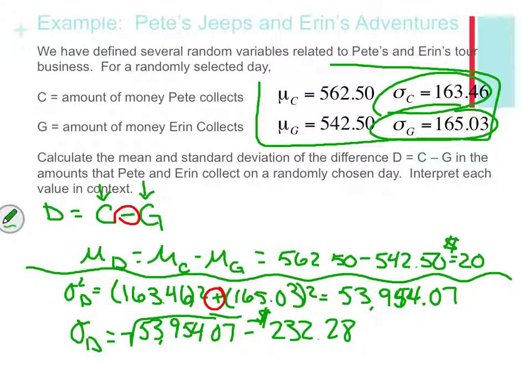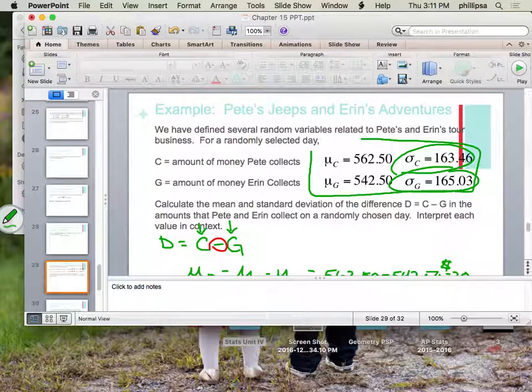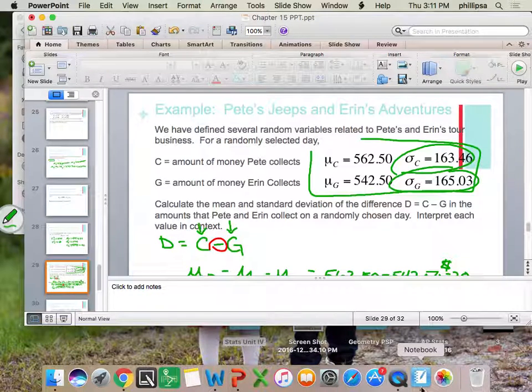In other words, the standard deviation of the difference in the amounts collected by Erin and Pete is about $232.28. So even though the average difference in the money collected is $20, the difference on individual days can typically vary from the mean by about $232. Okay, and that is it for this.